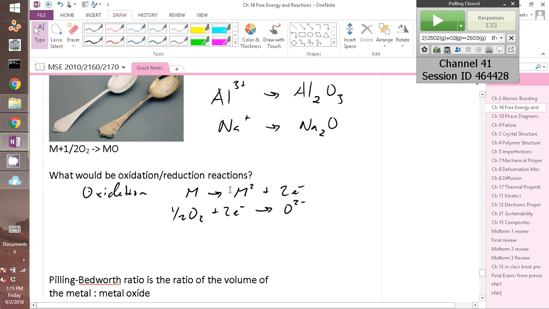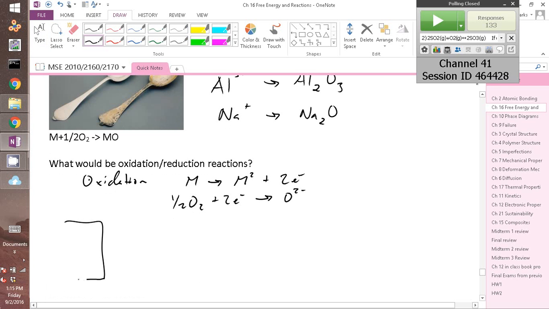Realistically, how does this work? You've got a metal surface, like aluminum, right? Aluminum metal. And oxygen from air comes over to it, and it's going to form what's called a scale, right? A metal oxide scale. This scale, we'll write it just as MO, right? Metal oxide.